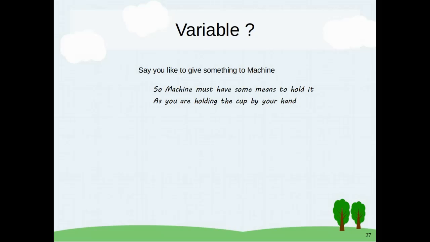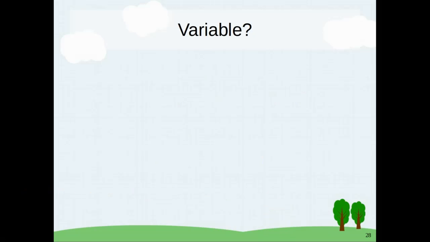The human has a means to hold it, that is, he can hold it by hand. But how about the computer? How is the computer going to hold it? For sure, it has some means to hold it, right? Okay. So the analogy is, for a human it is a hand, and for a machine, what is that? For a machine, it is called a variable.